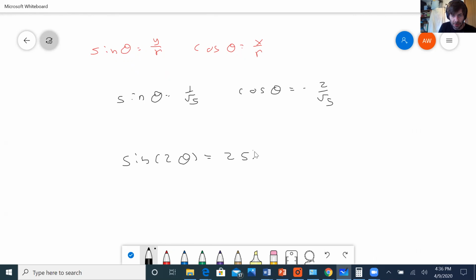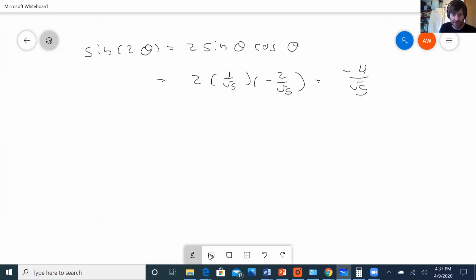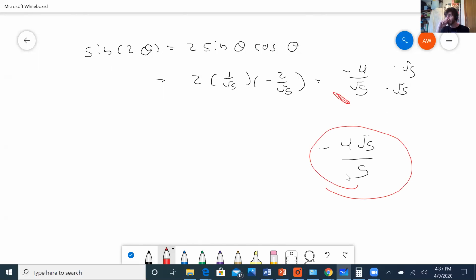So that's 2 sine theta cos theta. So that's 2 times 1 over root 5 times negative 2 over root 5, which is negative 4 over root 5. And it being MyMathLab, they're probably going to want you to rationalize the denominators. We would be okay with this being the answer. But if you multiply the top and the bottom by root 5, I got negative 4 root 5 over 5, and I imagine that's what MyMathLab's going to want.